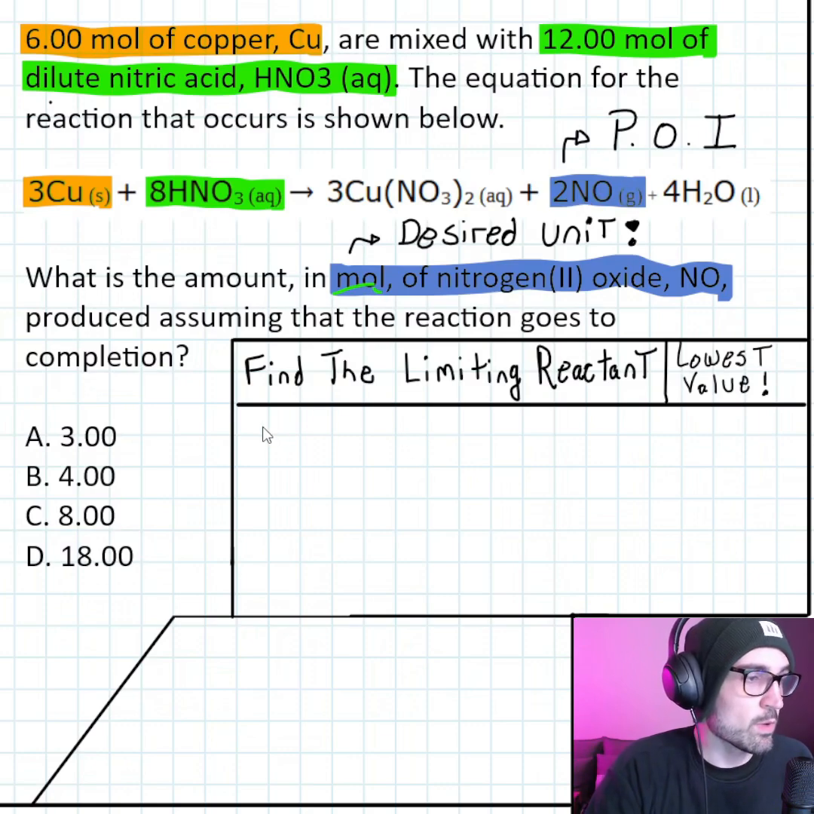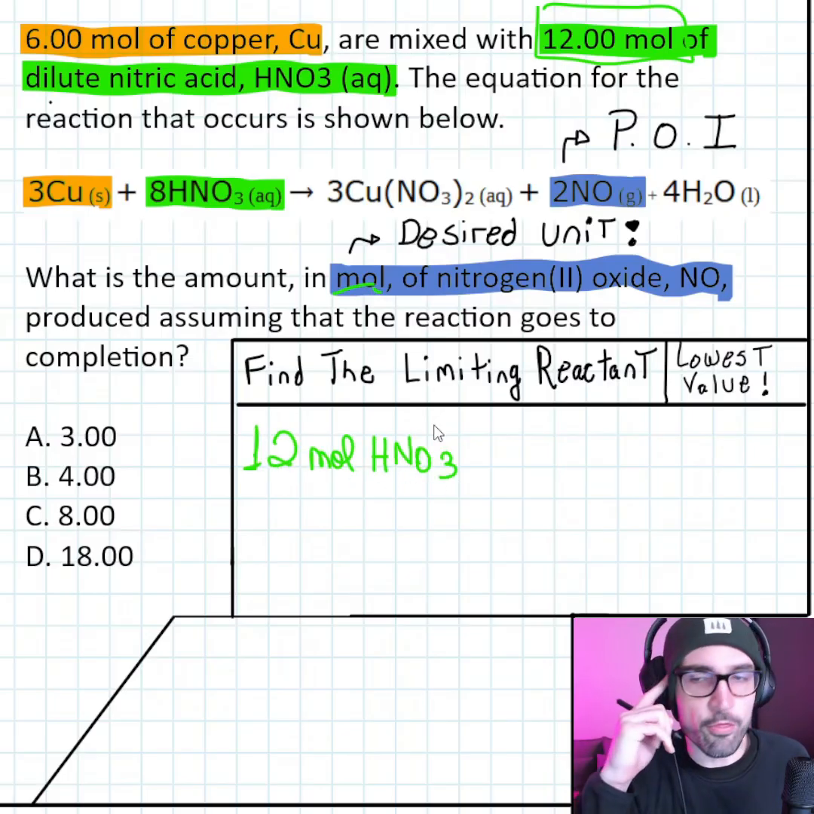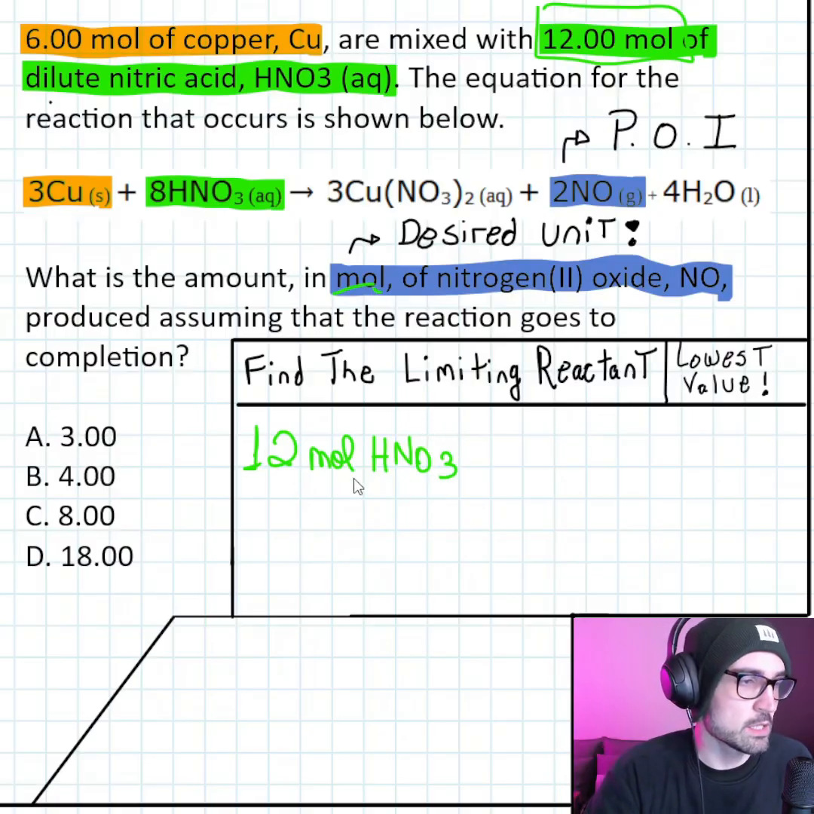So what are we going to do? We need to test out these 2 reactants. So always start with what you have. You have, as the question clearly stated here, 12 mole of HNO3. Now, here's your thought process. Do you want your answer to be in moles of HNO3? No. So you're going to start a fraction here and you're going to put what you don't want on the opposite side. In this case, in the denominator.